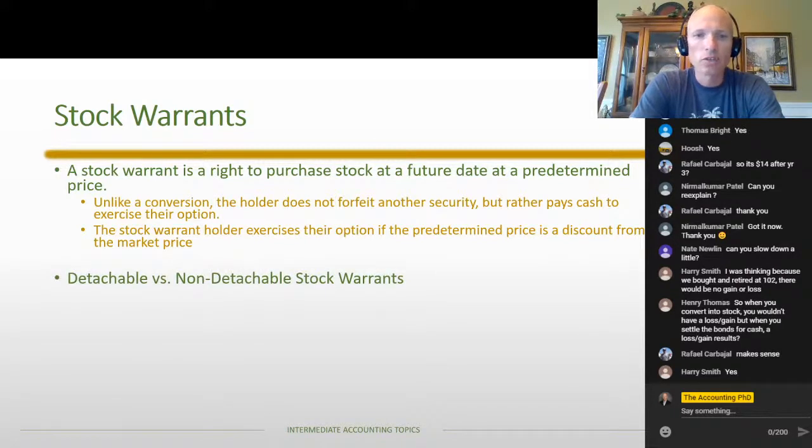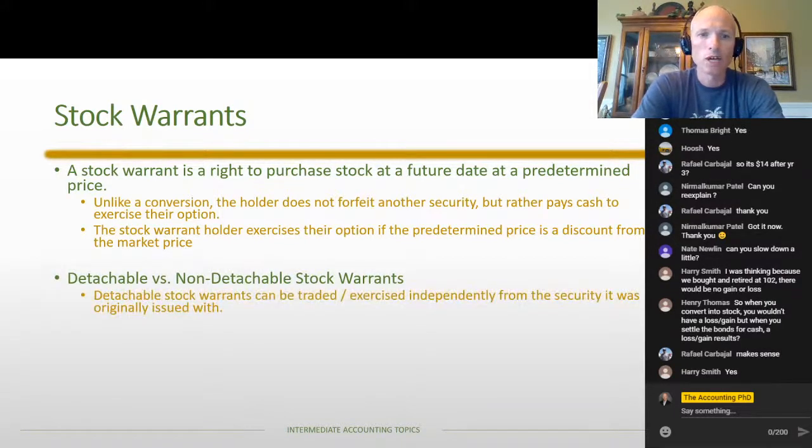There are two types of stock warrants. A detachable stock warrant basically means that the two can be independently traded. Imagine I have a security, usually a bond, and I have a stock warrant, and they're issued together. A detachable stock warrant means after they're issued, they can be broken apart, which means that the person with the bond can do whatever they want with that bond, and the person with the stock warrant can do whatever they want with the stock warrant. They do not have to go anywhere together. They trade completely separately after the issuance. That's a detachable stock warrant, where the two can be detached from each other.